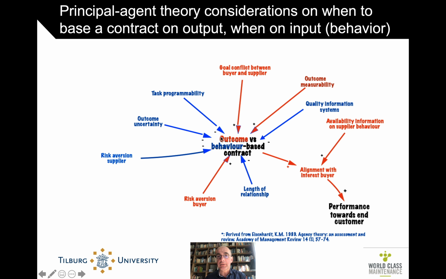The more that you have an outcome-based contract, the more likely it is that there will be alignment with the interest of the buyer and therefore performance towards the end customer. So the more that you go to behavior, the more possible it becomes that there's misalignment with the buyer.